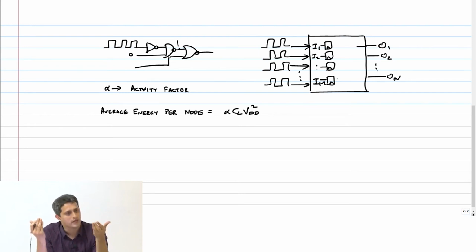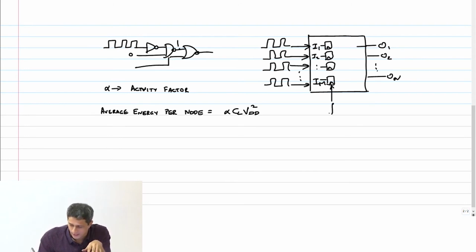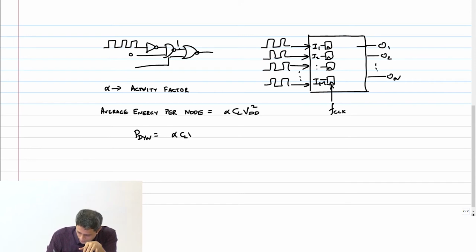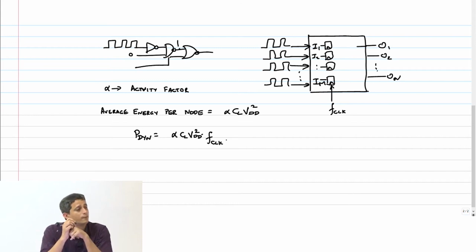And if that clock is running at a frequency of f clock, then what is the dynamic power? It's the rate of change of energy, right? You have alpha CL VDD squared, which is the average energy depending on switching factor and all that, and this is going to happen at a rate of f clock. Therefore alpha CL VDD squared times f clock is the dynamic power for a logic gate in general.